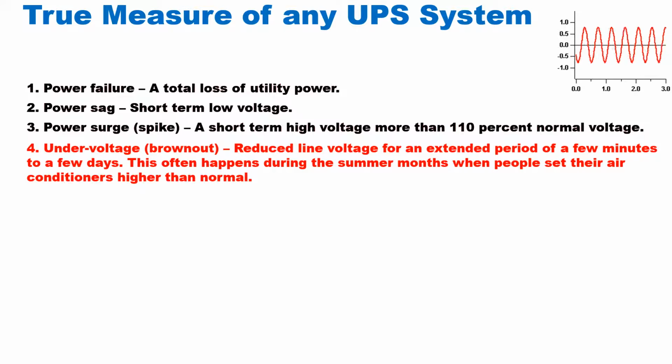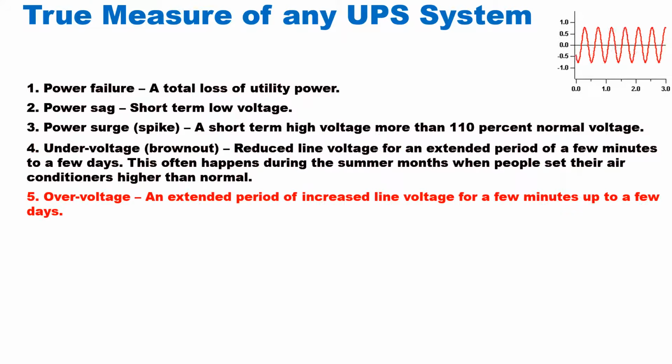Then we have the over voltage, and that is essentially the opposite of under voltage. Essentially, it is higher line voltage for an extended period of time. It could be for a few minutes, few hours, few days, weeks. Anytime you have voltage that's above what it should be for an extended period of time, that's called over voltage.